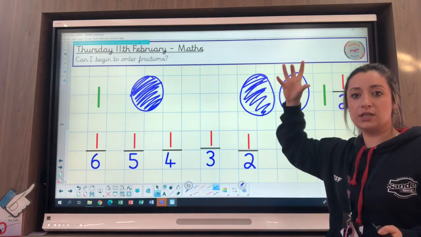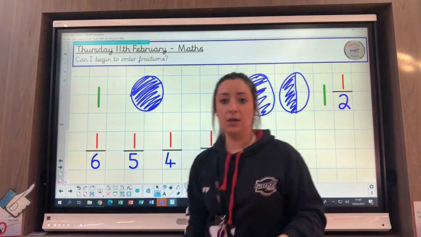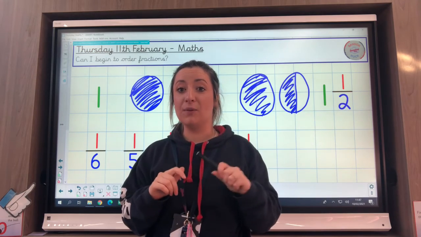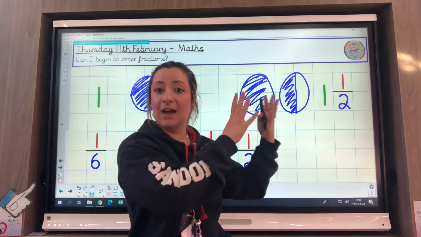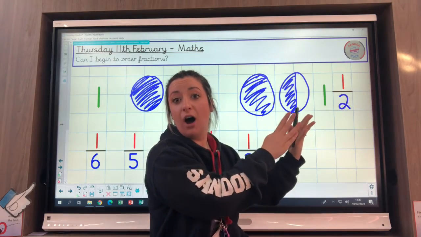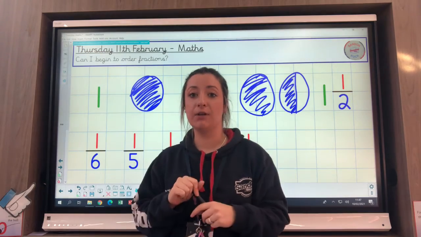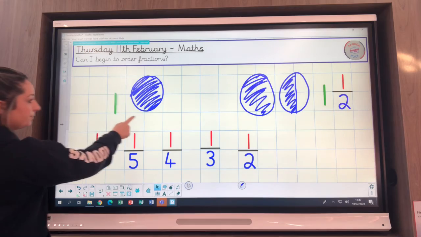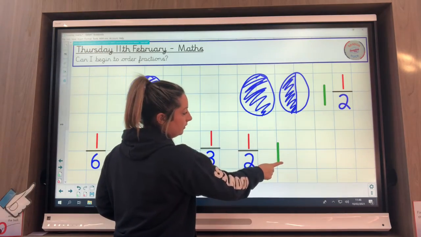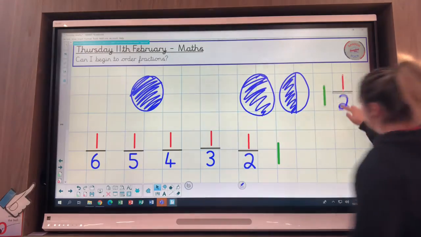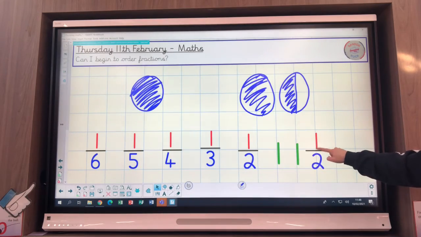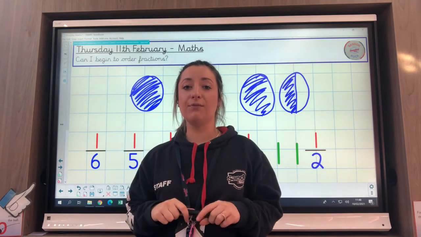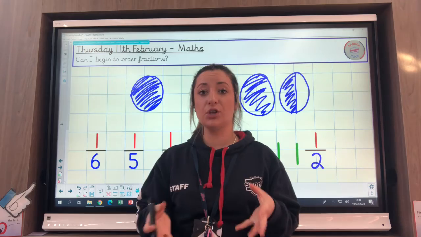Is this the largest or is this the largest? Which one do you think looks the largest? This one or this one? Okay, so hopefully you have noticed that this is the largest. It's like having 1 whole pizza plus another half. And this one is just 1 whole pizza on its own. So we're going to move this fraction, which is 1, next in line. And then I'm going to move 1 and 1/2 because that was the biggest. So when you come to ordering in your work today, you can also draw these representations out if you want to help you visualise how much that actually is.